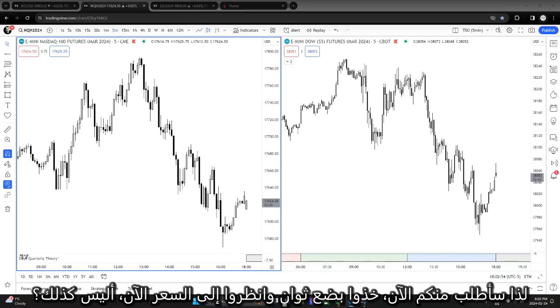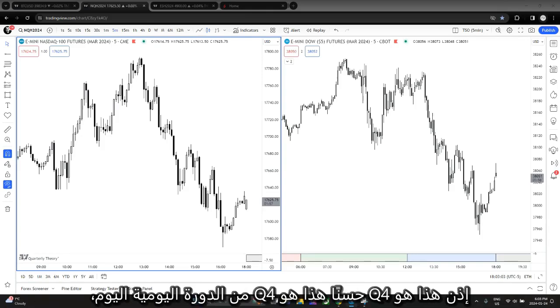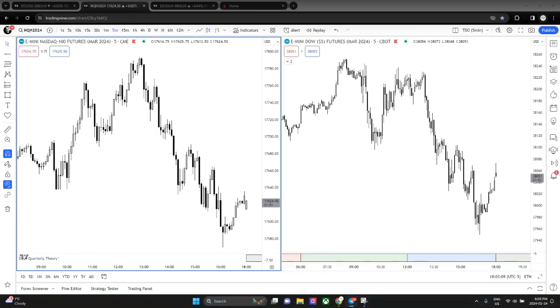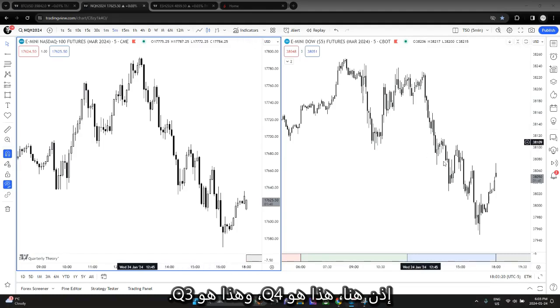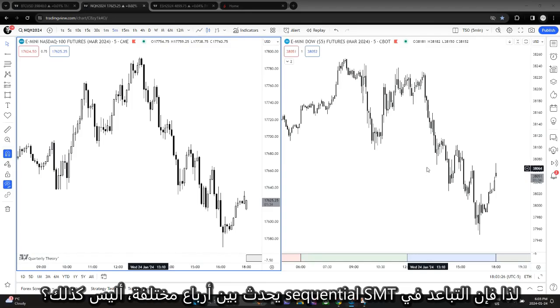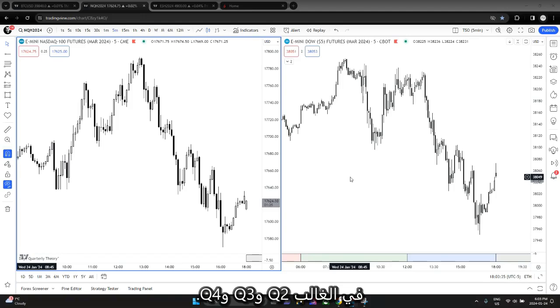So I'll be asking you guys right now, just take a few seconds and look at price right now, right? This is Q4 of the daily cycle today, and this is Q3, right? So you're learning sequential SMT divergence. Right here, this is Q4, this is Q3. Sequential SMT divergence occurs between different quarters, right? Mostly Q2, Q3, and Q4.